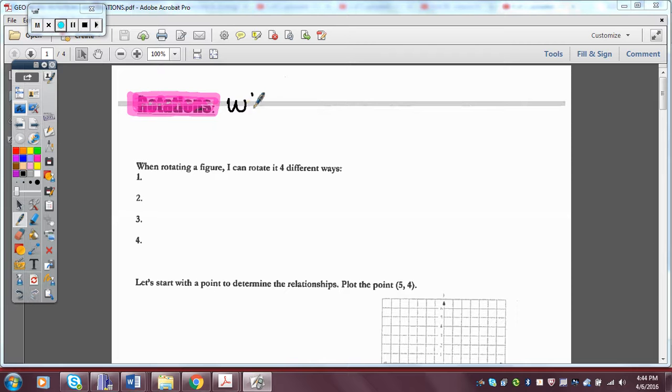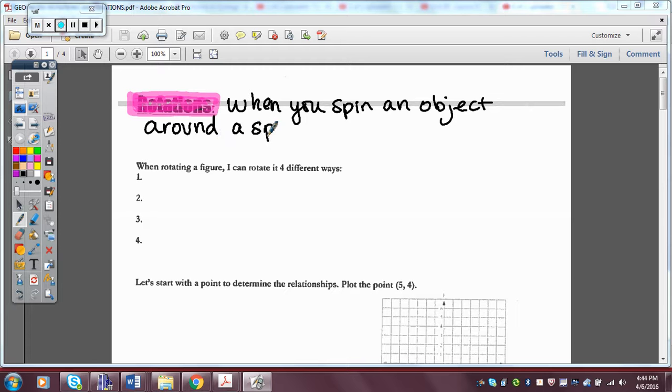So rotations, when you spin an object around a specific center. This is typically the origin.